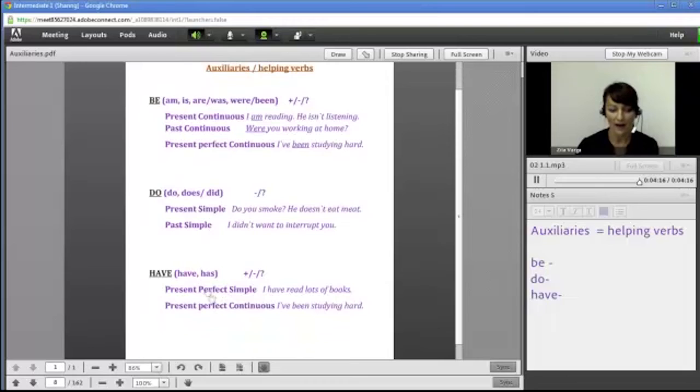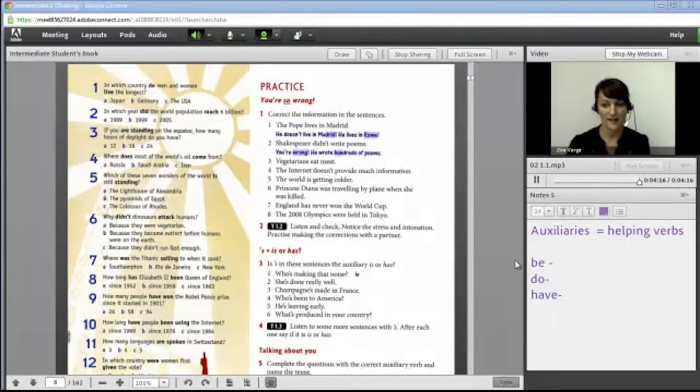The auxiliary have has two forms, have or has in the third person, and it's always used in perfect tenses, in present perfect simple and present perfect continuous. I have read and I have been studying. Have is always used in positives and in negatives and in questions as well. The auxiliary verb be is also used in the passive, but that one we are going to talk about later on at one point. Okay, it's time for some practice.